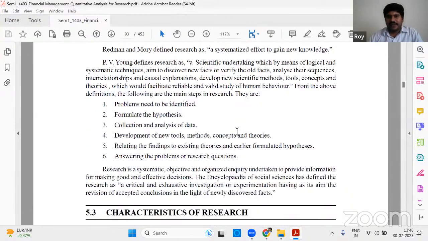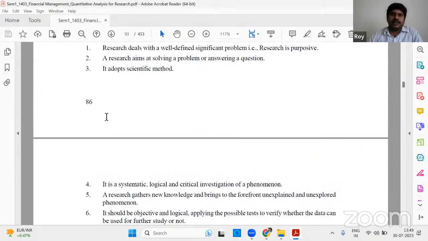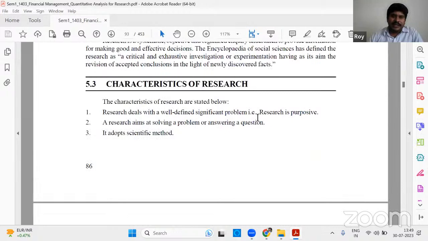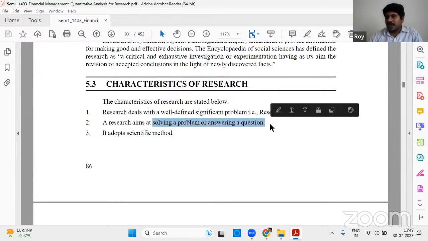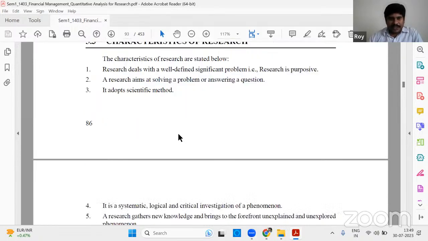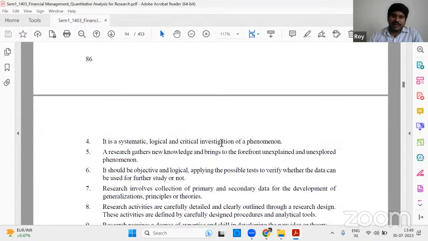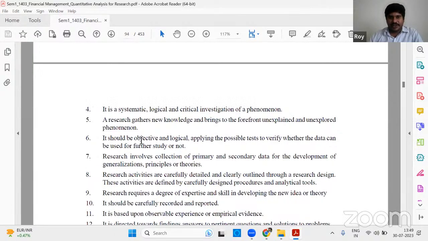And there are other definitions you can go through. So what are the characteristics of research? It deals with a well-defined, significant problem. That is, research is purposive. It aims at solving a problem or answering a question. It adopts the scientific method. Systematic, logical, and critical investigation is research.